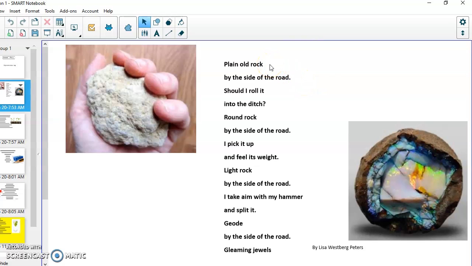And I paused. Now this next one is a full sentence. Should I roll it into the ditch? If I just say, should I roll it into the ditch? It doesn't really sound like a poem. But if I say it kind of breathless, should I roll it into the ditch? Do you hear how it kind of changed now into a poem? Well, let's look at another one.